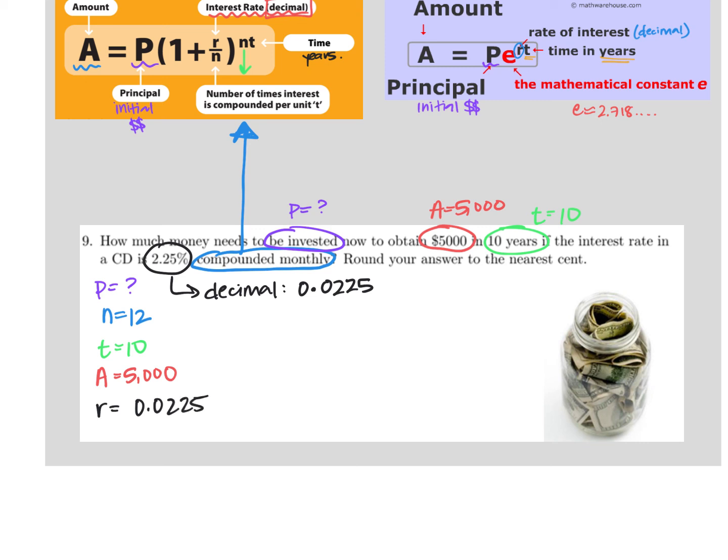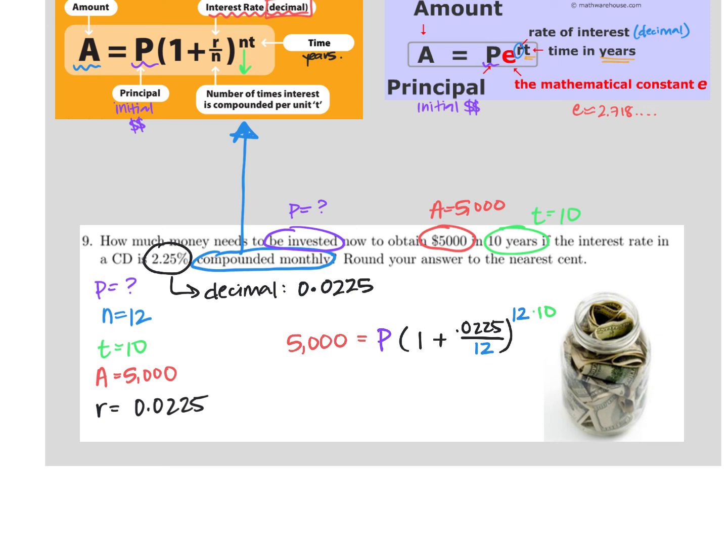Plugging this into that first formula, we get 5,000 is equal to our principal amount, that's what we're trying to find, times 1 plus our rate, 0.0225, over the number of compounding intervals in a year, 12, raised to the power of n, 12, times time, which is 10.